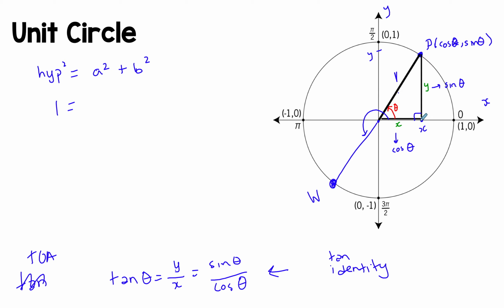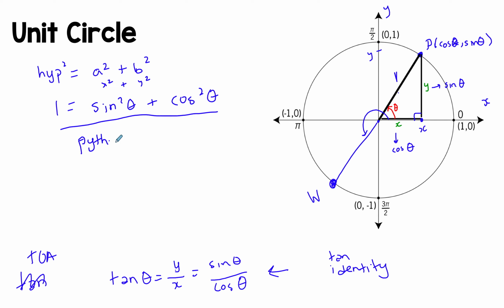So the leg, which is x, is cos squared theta. Let me actually switch them. We tend to write sine first. Sine squared theta plus cos squared theta. So these are your x and your y as lengths. And this is a very important identity. This is called the Pythagorean identity.